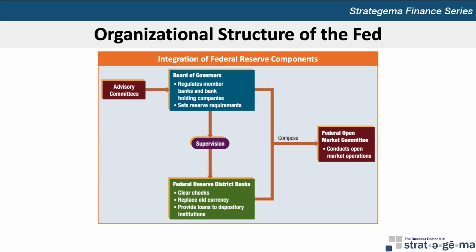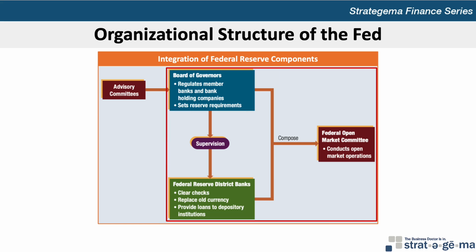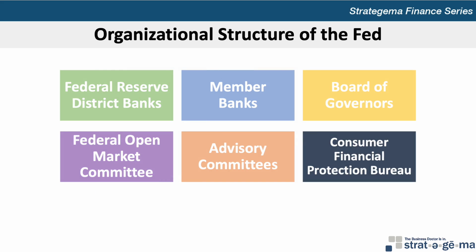This exhibit shows the relationship among the various components of the Federal Reserve System. The advisory committees advise the Board, while the Board oversees the operations of the district banks. The Board and representatives of the district banks make up the FOMC. Finally, the Consumer Financial Protection Bureau is responsible for regulating financial products and services, including online banking, certificates of deposit, and mortgages, by acting quickly to protect consumers from deceptive practices.